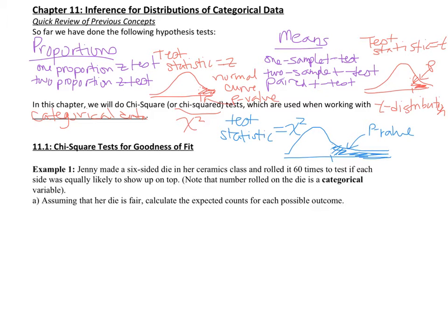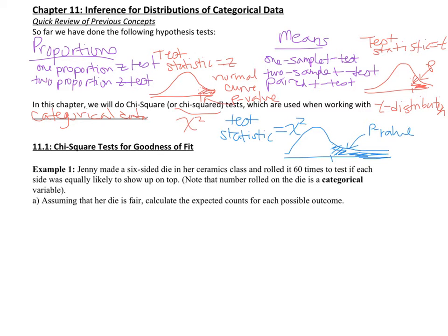Okay, so let's go ahead and do our first example. In this one, we have somebody that made a 6-sided die in her ceramics class. She wanted to test if it was a fair die. She wanted to see if each side of it was equally likely to show up on top. And the one thing I do want you to note here is that even though the number that she rolls is a number, it is not quantitative. It's actually a categorical variable.